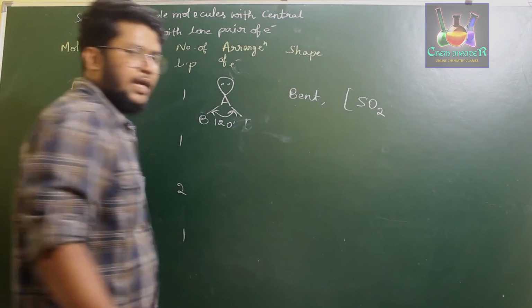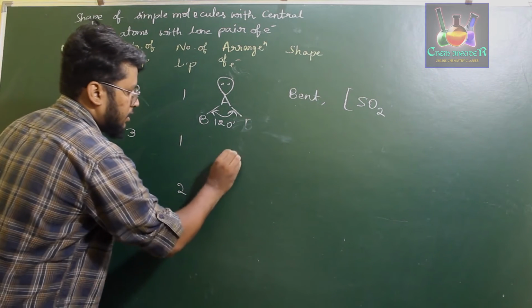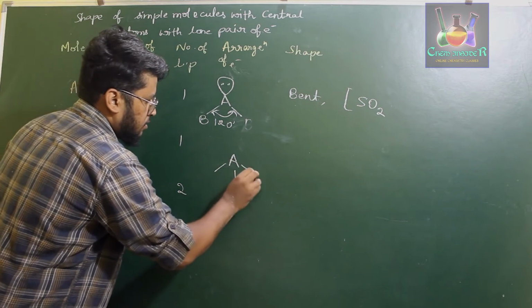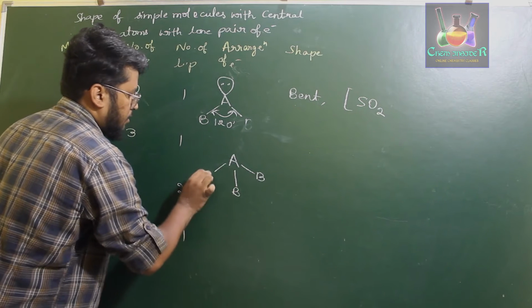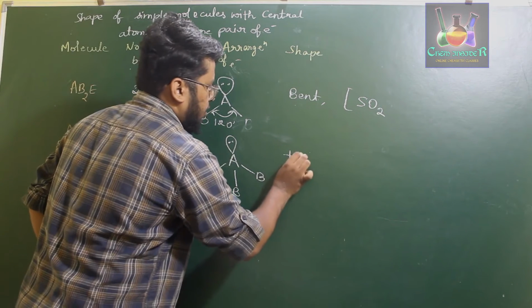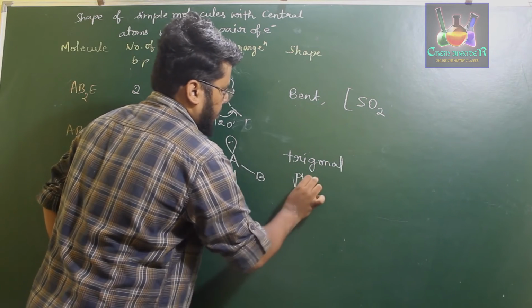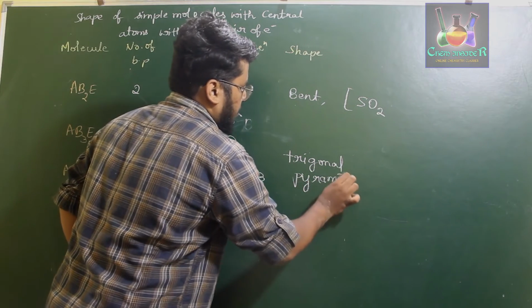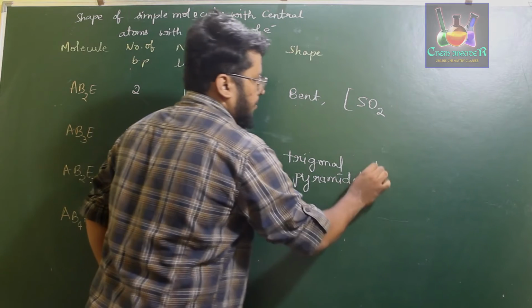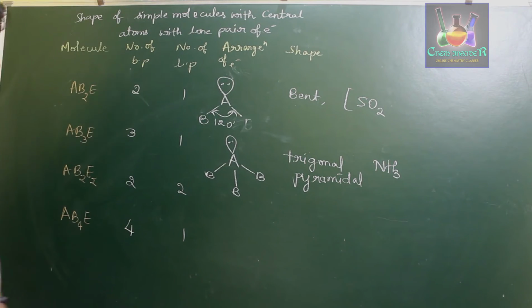The shape of this AB3E molecule is trigonal pyramid shape. That is like this. B, B, B. Lone pair of electrons. Shape is trigonal pyramidal. Trigonal pyramidal. Example, ammonia, where nitrogen has 1 lone pair of electrons.